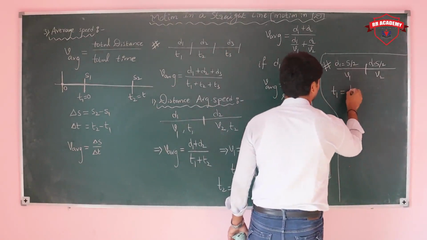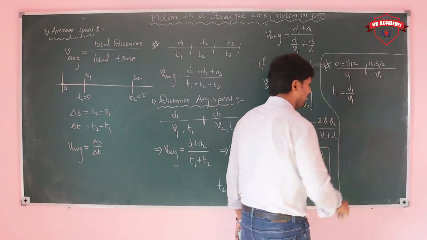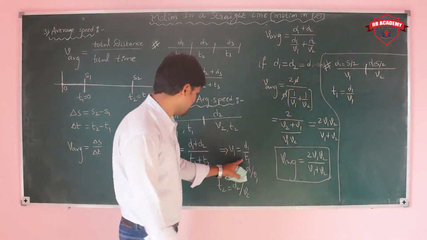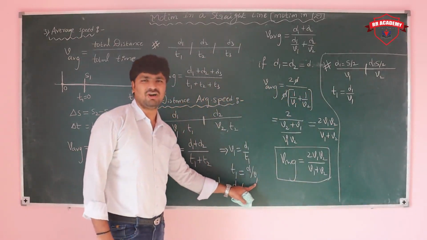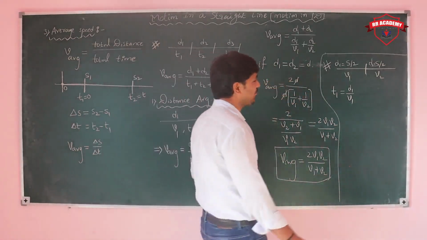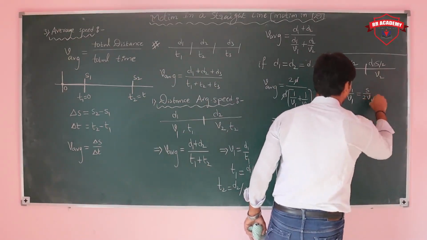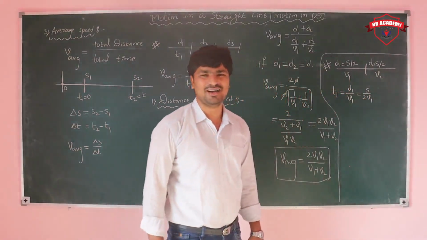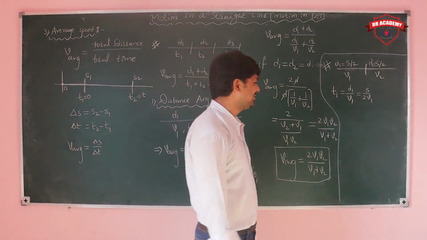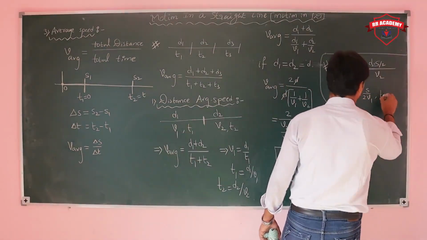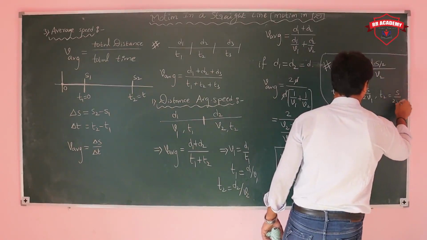T1 is equal to D1 upon V1. Right? What is the value of D1? D1 is S by 2, nothing but simply S by 2V1. T1 value is S by 2V1. T2 value is S by 2V2.